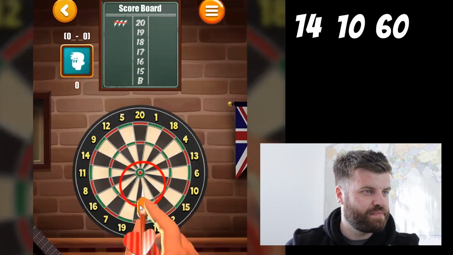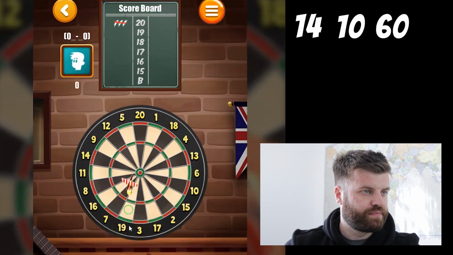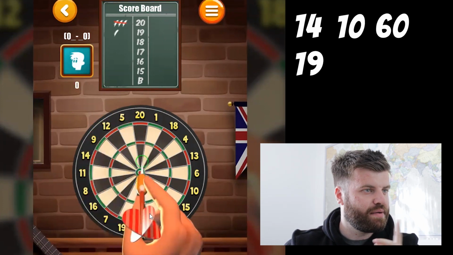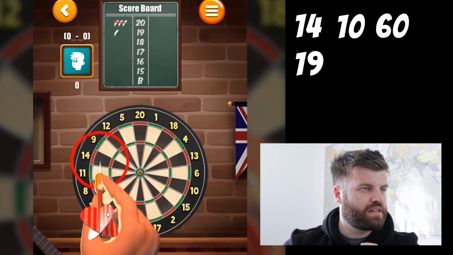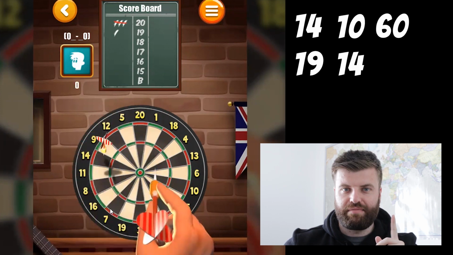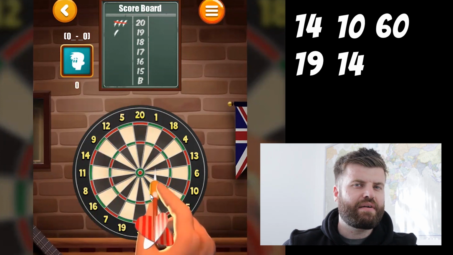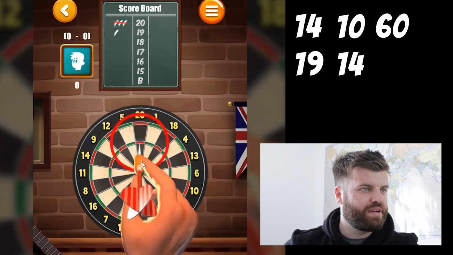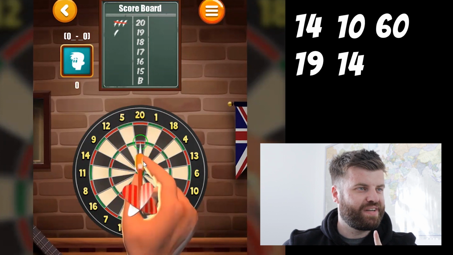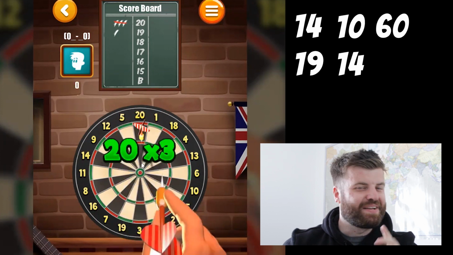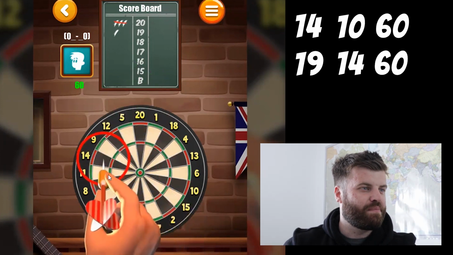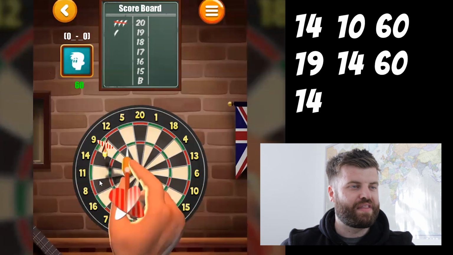So that's three numbers. Let's go for a 19. 19, got it. I'm not missing any, Hayden. You can just take what I say I'm going to get. Let's go for another 14. Got it. 14. How many numbers are we on now, Hayden? Five numbers. So halfway there. Let's keep going. Another one. I'm going to go for another triple 20. Do you think we can do it? 60. Amazing. Okay, so back to my favourite 14. Got it on there. 14.